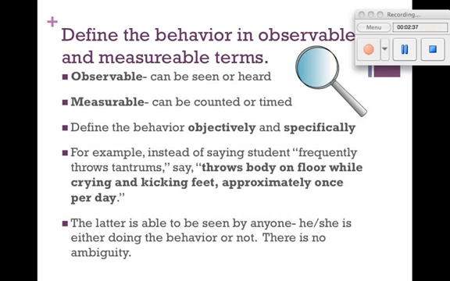For example, instead of saying a student frequently throws tantrums, you can say a student throws their body on the floor while crying and kicking their feet approximately once per day. So in this case, the latter is able to be seen by anyone. If a stranger happens to come into your room, they'll know if this student is performing the behavior or not. It's very clear. There's no ambiguity or gray area. It's either yes or no.